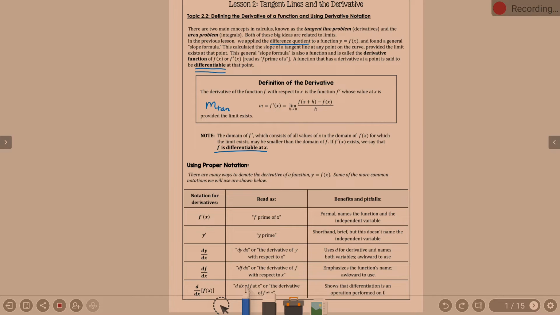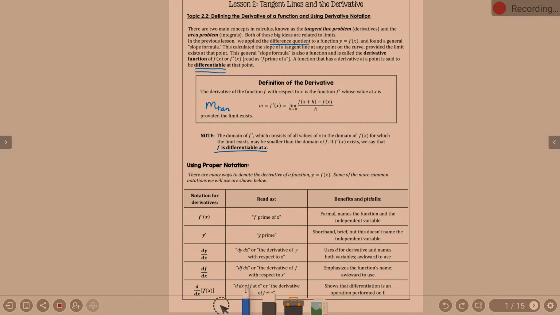Now, this chart just talks about proper notation. There are many ways to denote the derivative, some of the more common ones. F prime of x. Definitely one of the most common ones, easiest to use, right? Or you could do y prime, because we know f of x and y are essentially the same thing, aren't they?